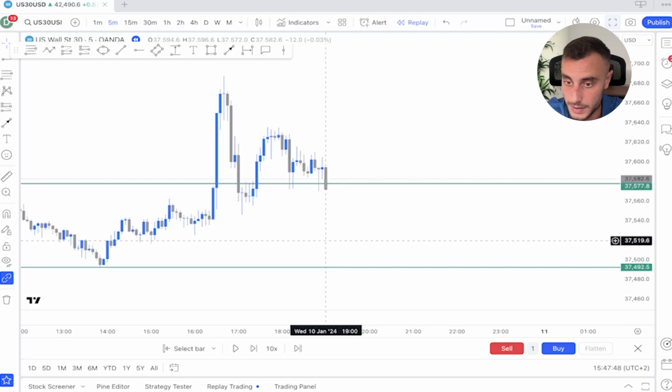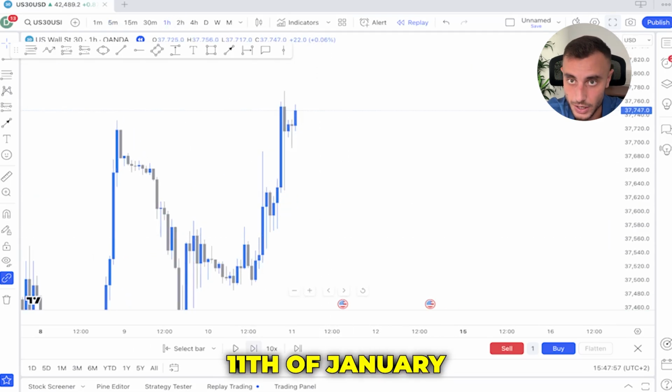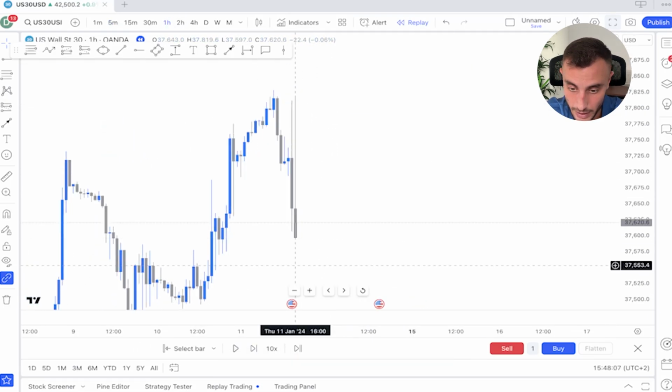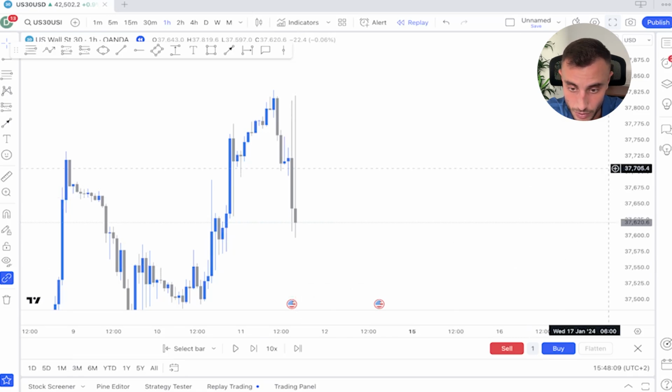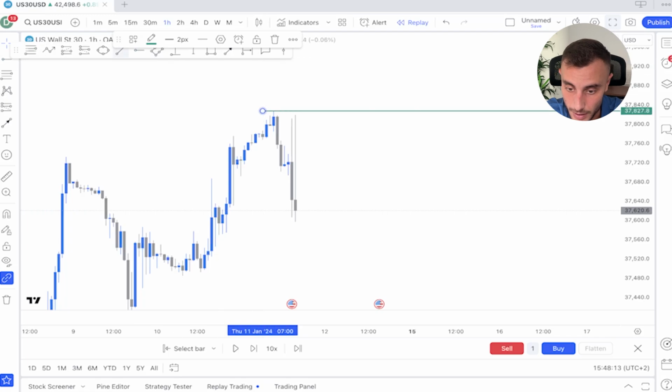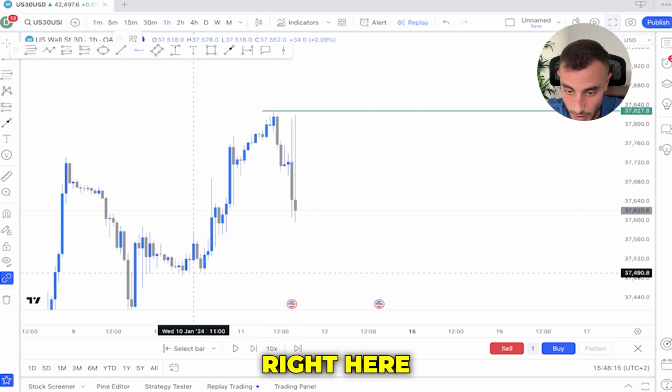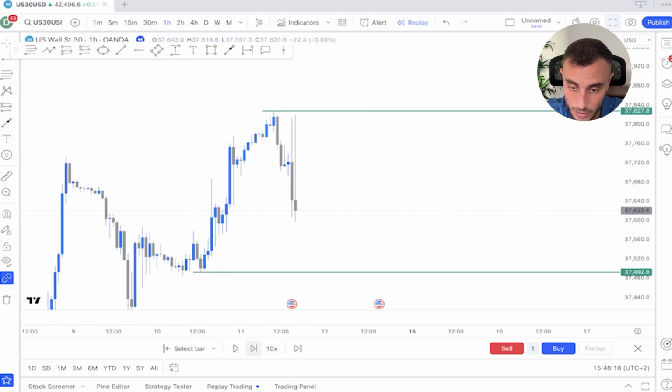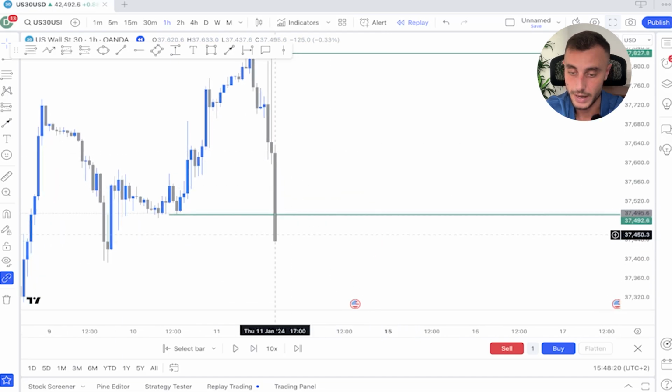And it's the end of the session, 11th of January. And we are here. Perfect. Let's look for our liquidity levels. We have one here, and we have another one right here. Okay, nice. The lower one has been taken out. And now we go on the 5-minute.